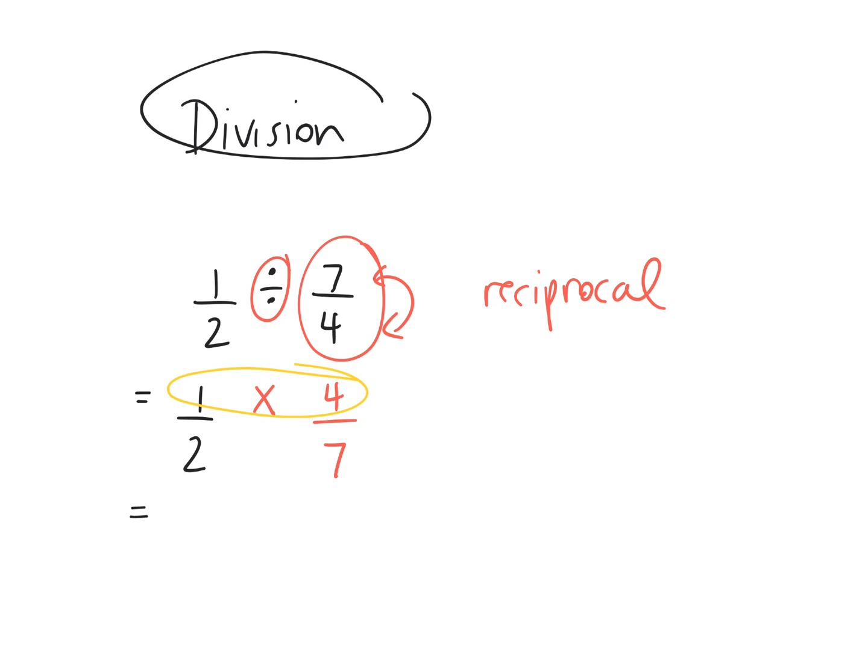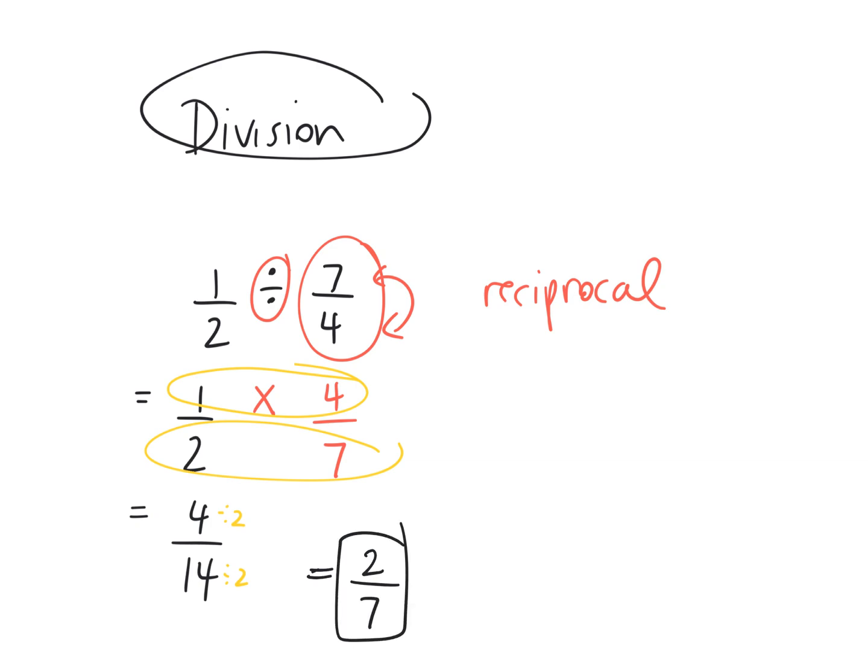Multiply the numerators. 1 times 4 is 4. Multiply the denominators. 2 times 7 is 14. We can put that in lowest terms. Both of these can be divided by 2. 4 divided by 2 is 2, and 14 divided by 2 is 7. That's in lowest terms, okay?